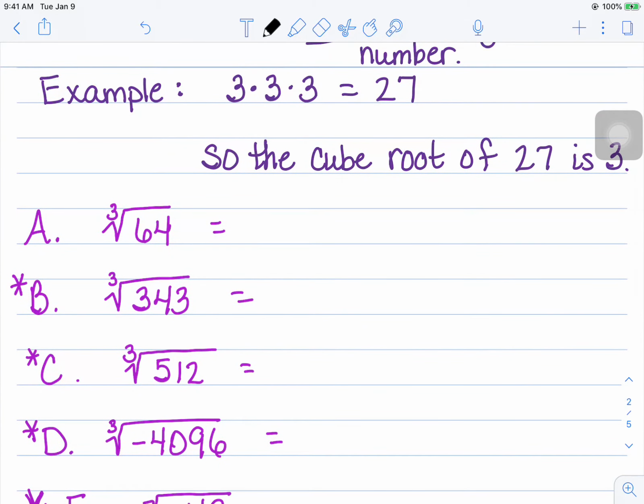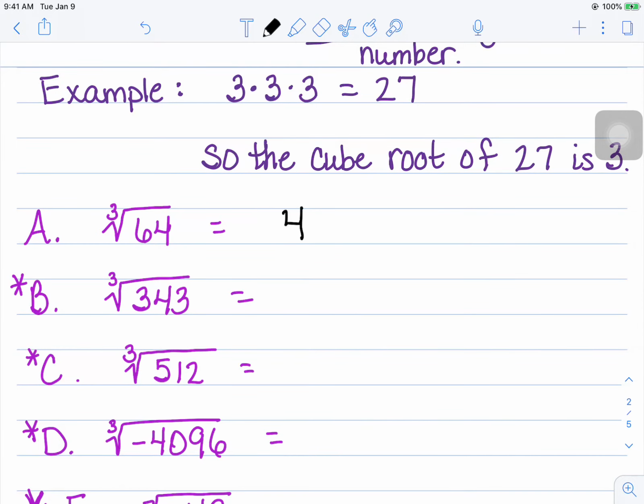So the cube root of 64, we're looking for what number times itself 3 times will get us 64. So you may have to think a little bit. When they're smaller numbers like 64, don't start with really big numbers. So if I do 1 times 1 times 1, that's not getting me 64. 2 times 2 times 2, well, 2 times 2 is 4, and 2 more would be 8, so that's not quite it. 3 times 3 times 3, we already know that was 27 in our example. So 4 times 4 is 16, and then 16 times 4 will give me 64. So I know the cube root of 64 is 4.